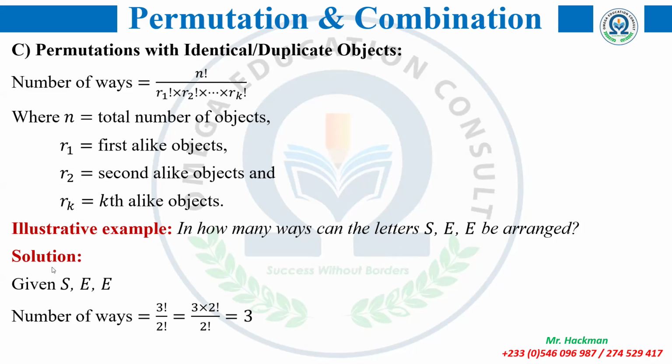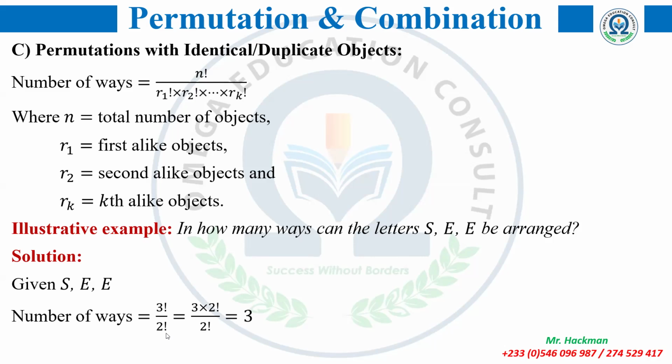As usual, solution given. Your letters, you state them or you write them. Number of ways will be equal to, so let's go and count our n. We said n will be the total number of objects, and the number of objects will be 1, 2, 3. So you have 3, so 3 factorial. Over, with this one, you have only one duplicate object, which is E. So we have only r sub 1, and for r sub 1 you have 2 E's. So that will give us 2 factorial.